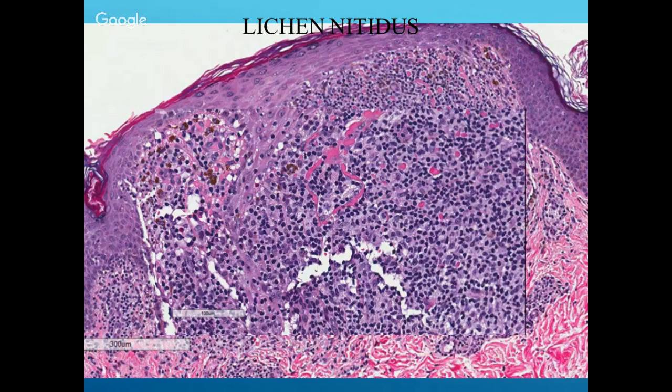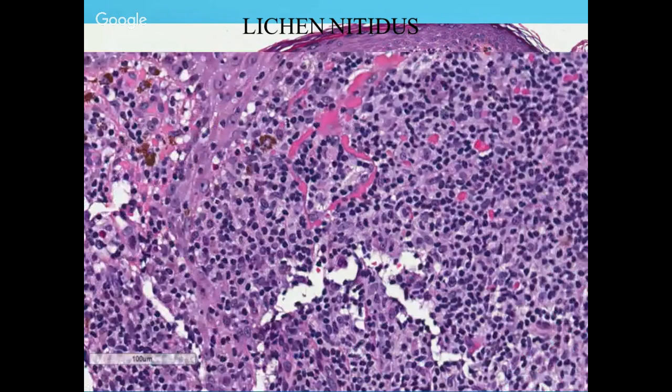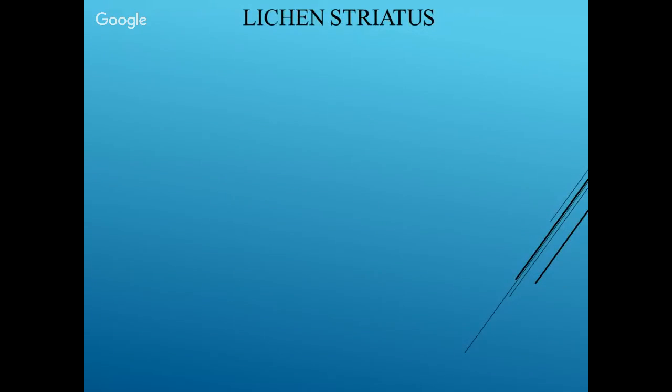This is just showing you the high power view of the lymphohistiocytic infiltrate: a lot of lymphocytes admixed with histiocytes. Now lichen striatus is one of the other conditions that comes under this chapter of lichenoid dermatitis, but doesn't have a lichenoid infiltrate. The only condition that does not have a lichenoid infiltrate but comes under this chapter when you read about lichenoid dermatitis is lichen striatus.